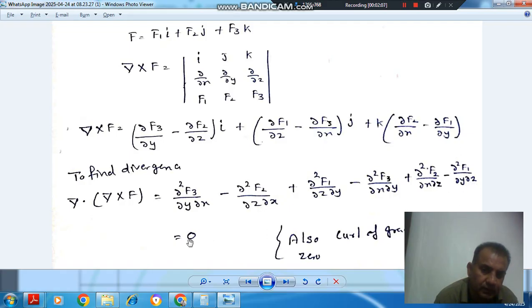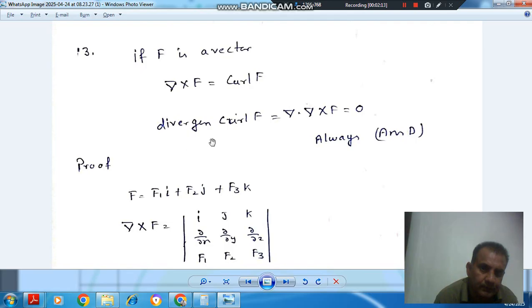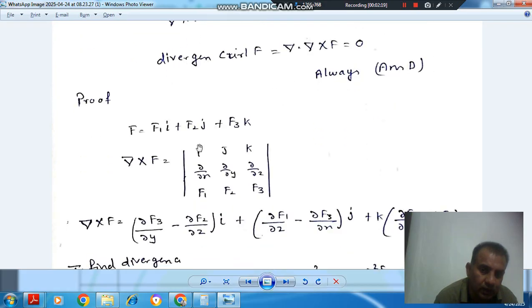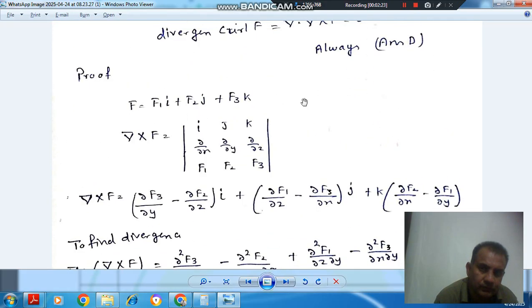So the solution of this is 0. The divergence of the curl of F is 0 always, for any vector. So the answer is option D.